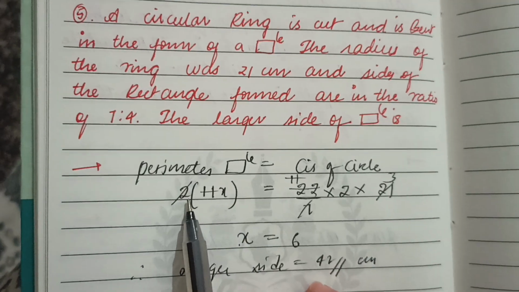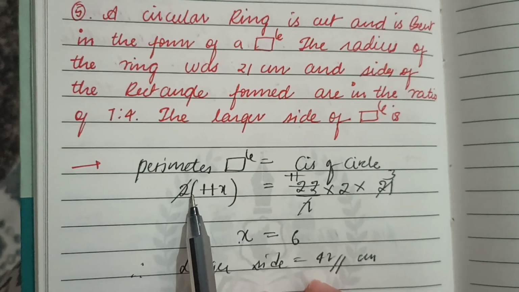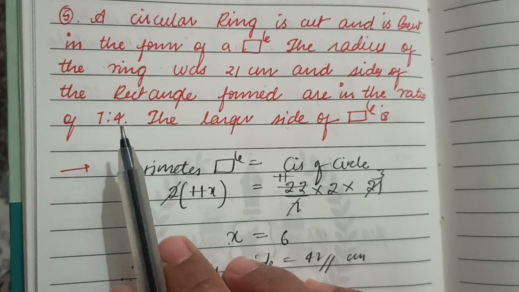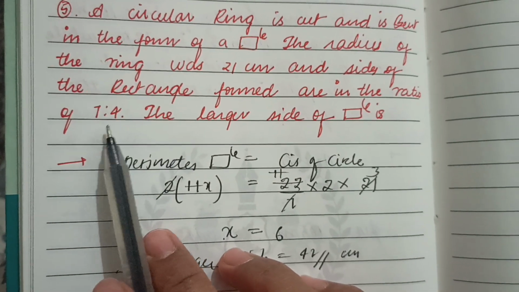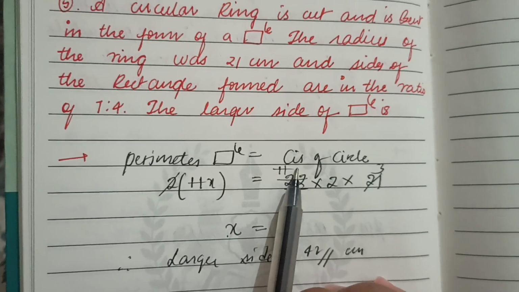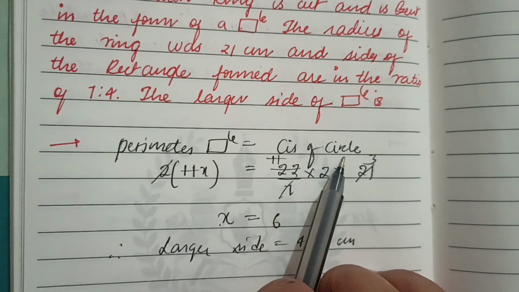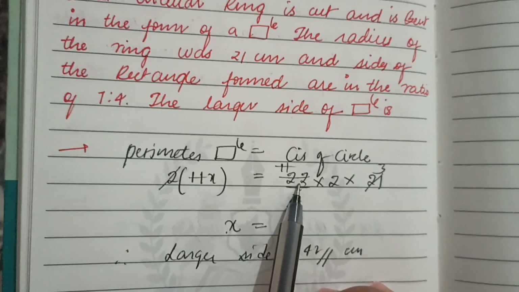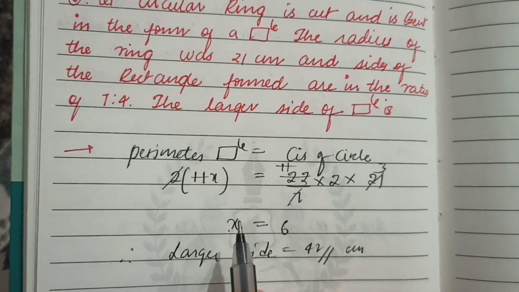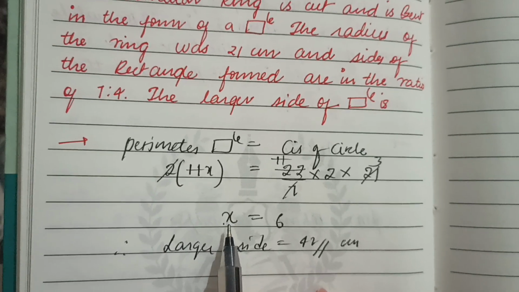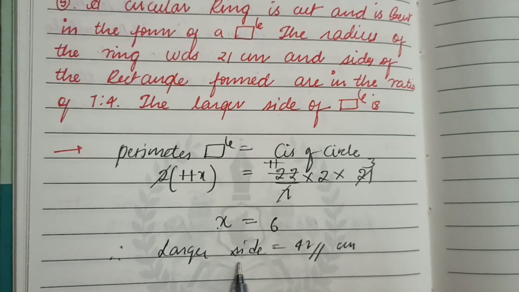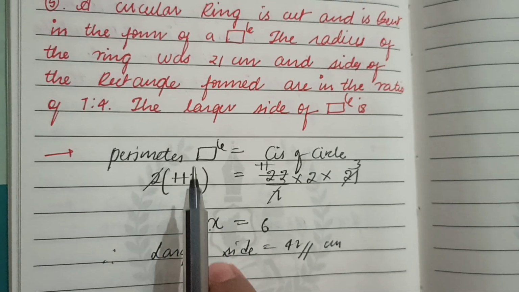We know that the perimeter of the rectangle will be 2(L plus B). Here they have given the ratio, that is 7 plus 4 will be 11x, and that is equal to the circumference of the circle, which is 2 pi r. So this is 22 divided by 7 into 2 into 21. Therefore that will give you x is equal to 6, and the larger side of the rectangle will be 7 times 6, which is 42 centimeter.